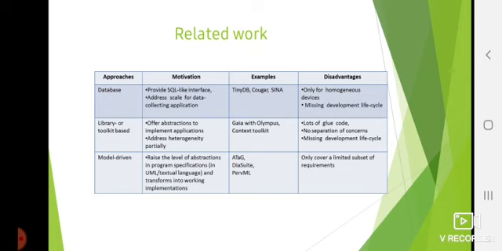The disadvantages of the related work: the database approach works only for homogeneous devices and is missing the development lifecycle. The disadvantages of the library or toolkit based approach: lots of glue code, no separation of concerns, and a missing development lifecycle. Another disadvantage, of the model driven approach, is that it only covers a limited subset of requirements. These are the related work in Internet of Things application development. These three approaches are mainly considered in the related work.